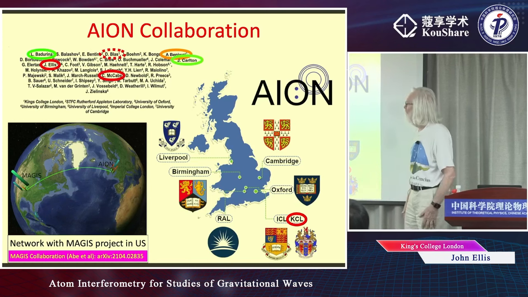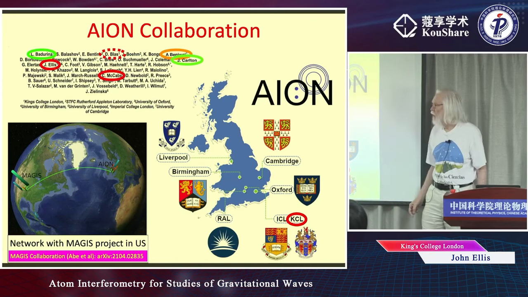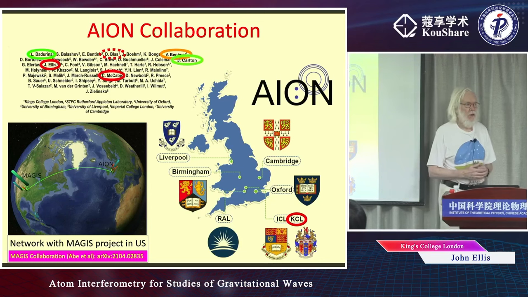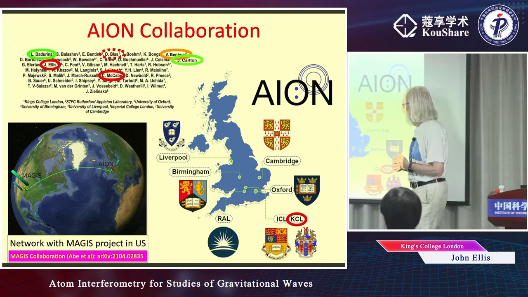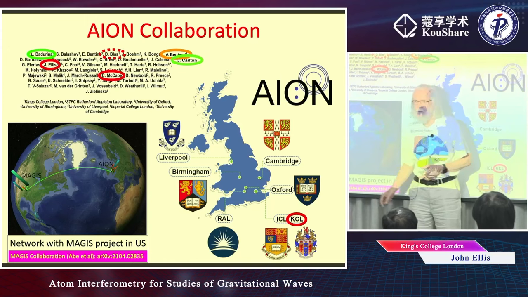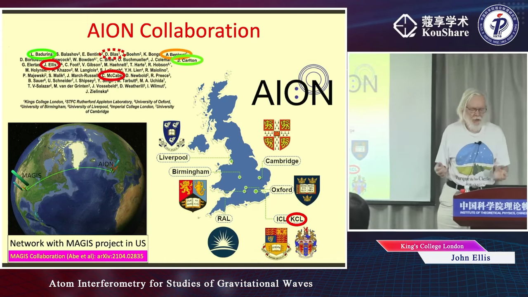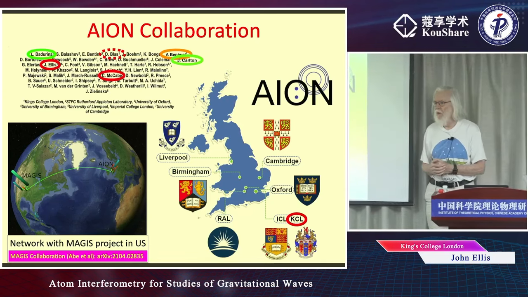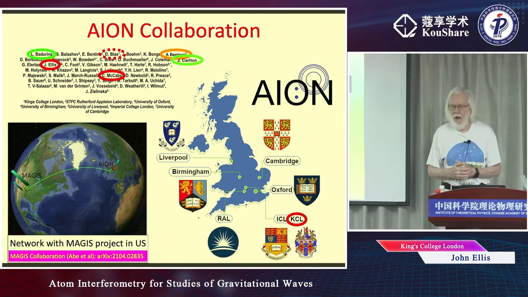They're the students. It's a collaboration of several British universities, and we collaborate very closely with a similar detector in the United States called MAGIS, which is actually building a detector at Fermilab. That will enable us to compare the signals that we get in the two detectors, which are geographically separated, and so we'll form a network rather like the existing LIGO-Virgo network.